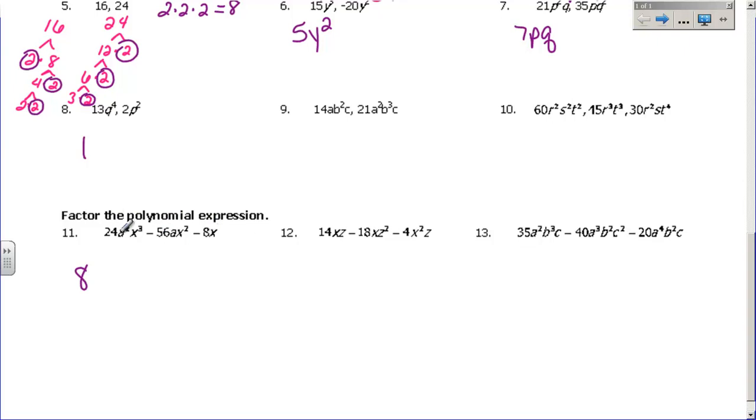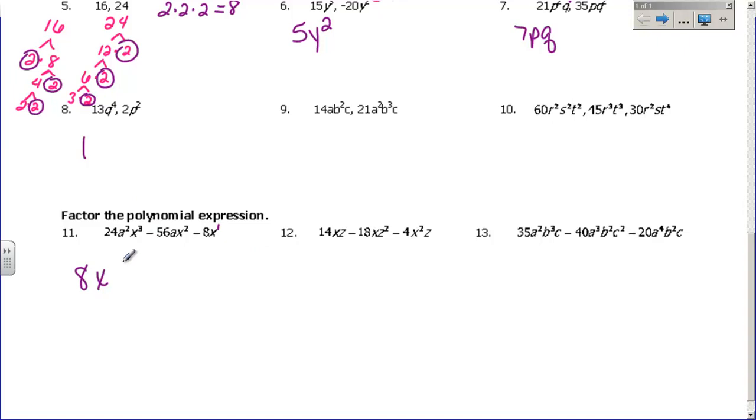Now let's do the variables. I have an a squared, an a, and then there is no a on this one. So a cannot be part of my GCF because they don't all 3 have an a. But they do all have x's. I have x to the third, x squared, and x to the first. X to the first has the smallest exponent, so that's my GCF. So my GCF for these 3 things is 8x.